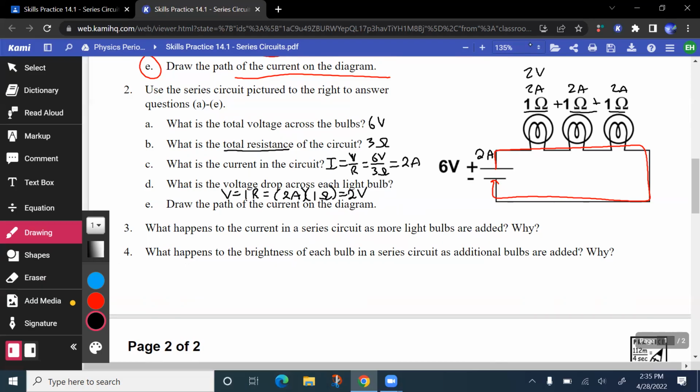So we're going to be dropping 2 volts on each light bulb. What that means is I start with 6 volts on the positive side, 0 volts on the negative side. So at this point here, I have 6 volts. At this point here, I've dropped 2 of them. I dropped 2 volts across each light bulb. So 6 minus 2, I'm down to 4 volts here. I drop 2 more, I'm down to 2 volts here. I drop 2 more, I'm down to 0 volts, which is connected to the negative side of the battery, which is 0 volts.